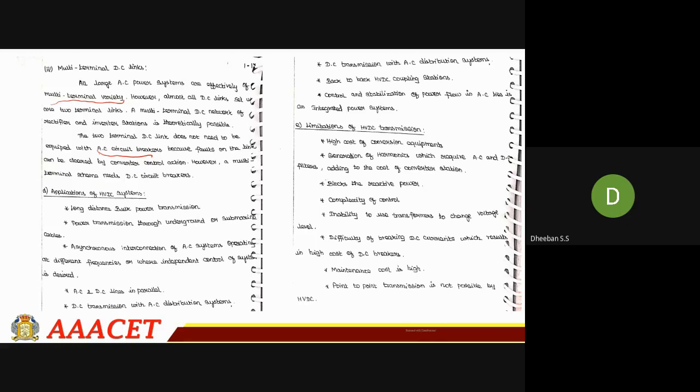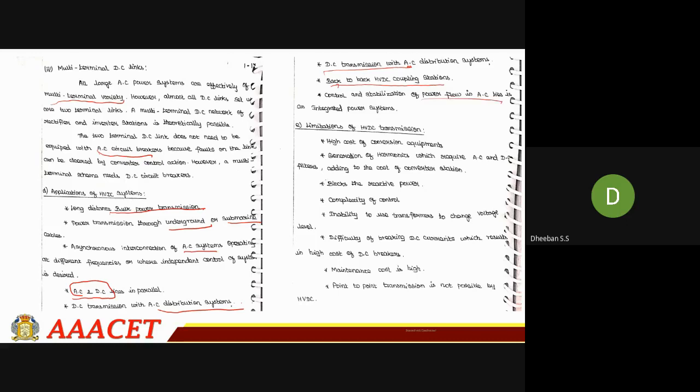So coming to the applications of your HVDC system, they are long distance bulk power transmission. So the power transmission for large distances can be carried out through underground and submarine cables. Asynchronous interconnection of AC systems operating at different frequencies. So even you can connect your AC and DC lines in parallel. So DC transmission with the AC distribution system is also possible. Next is back-to-back HVDC coupling stations, control and stabilization of power flow in AC ties.